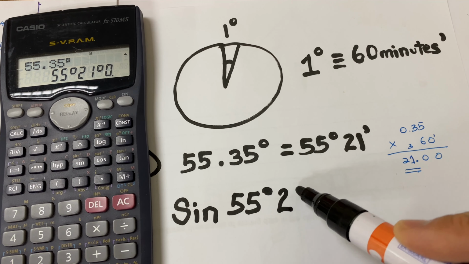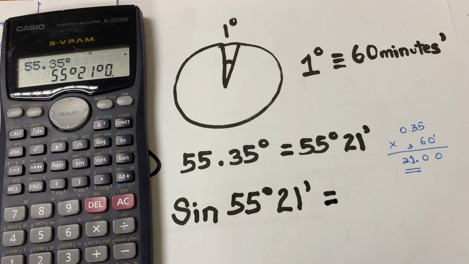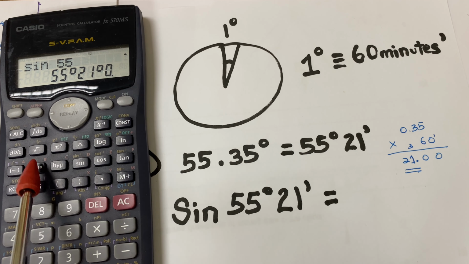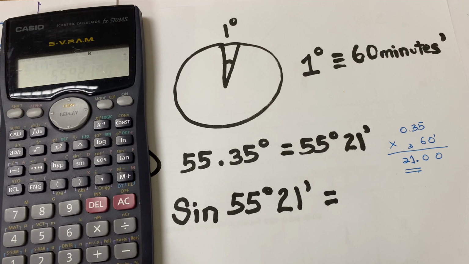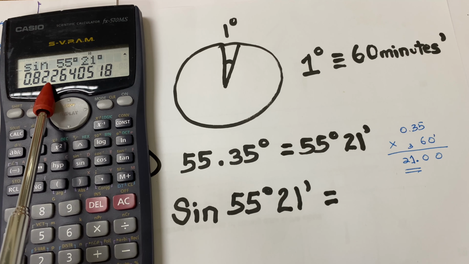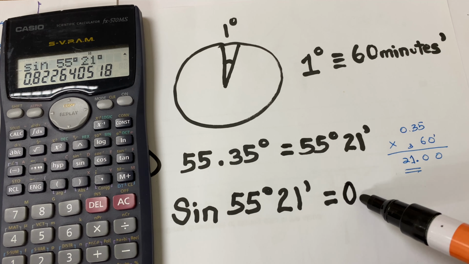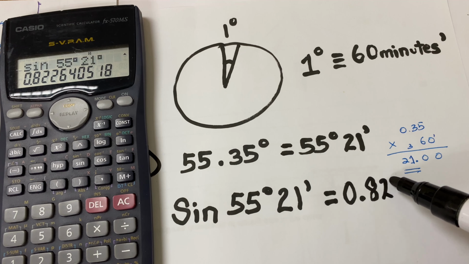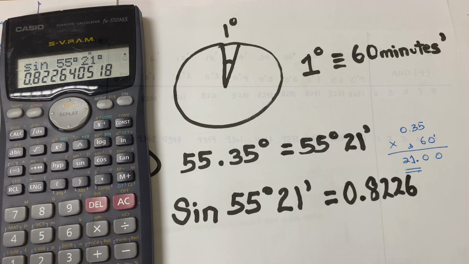Now, say for example, I want to find out what is sine 55 degrees, 21 minutes. You can do that easily with a calculator, of course, but I'm going to show you how not to use it. So let's find out the actual value. Sine 55 degrees, 21 minutes. You press the minute button, and make sure the calculator is set to degree. You press equal, and that's the answer: 0.8226, right? So 4 figures. That's the ratio for sine 55 degrees, 21 minutes.